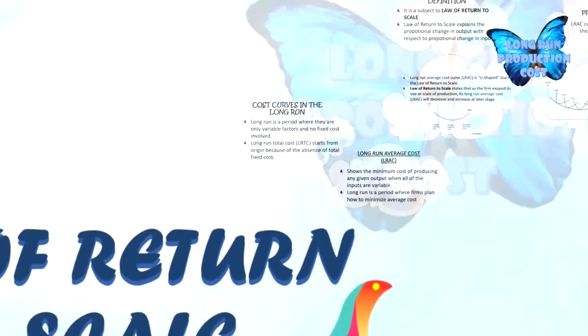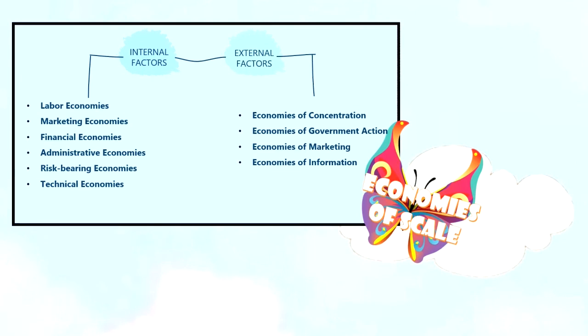So now we proceed to economies of scale. What is economies of scale? Economies of scale is the advantage of large scale of production. The economies of scale can be divided into two types: internal economies of scale and external economies of scale. The internal economies of scale will arise as a result of a firm's internal decision to grow in size. So the economies of scale will reduce the average cost.